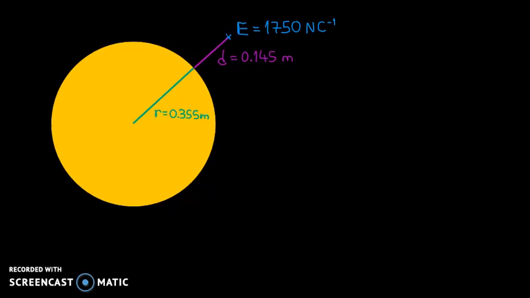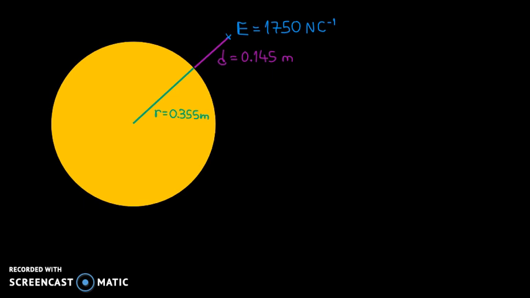In this problem, we have a solid insulating sphere. It has a uniform charge distribution, and the electric field magnitude at distance d from the surface of the sphere is given. In part A, we'd like to calculate the charge density of the sphere.